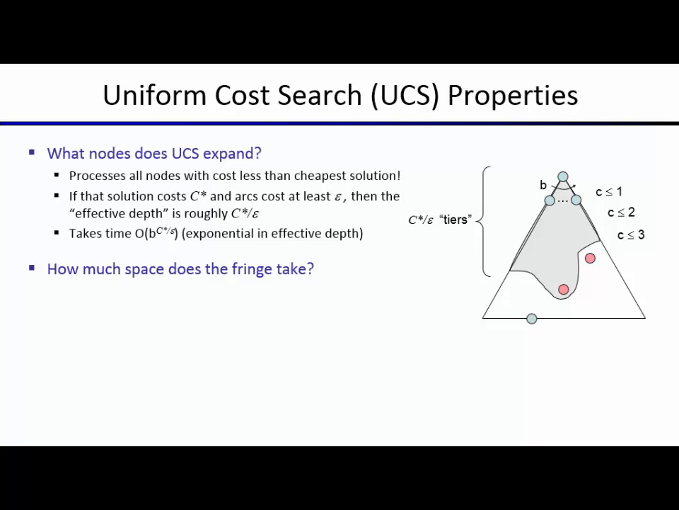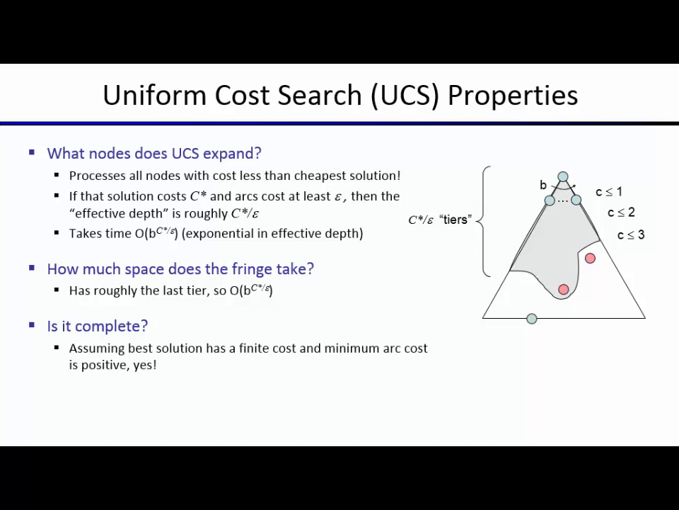Okay, how much space does it take? Well, this is a lot like breadth first search, right? It's just now measured by cost rather than tiering. So it's essentially the same equation. Branching factor to the power, however deep you might go, which is C star over epsilon. Is it complete? If there's a solution, will it be found? Yes, assuming every action cost is at least some finite amount away from 0.